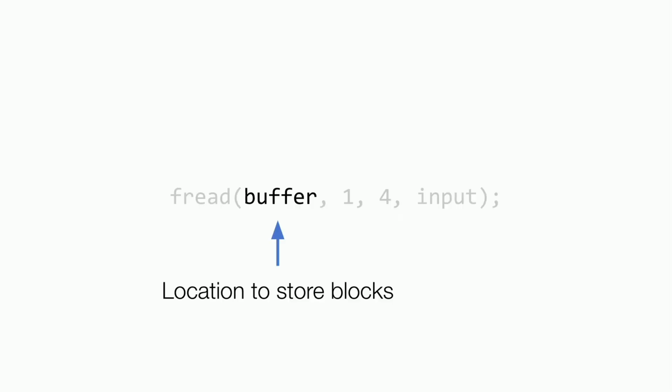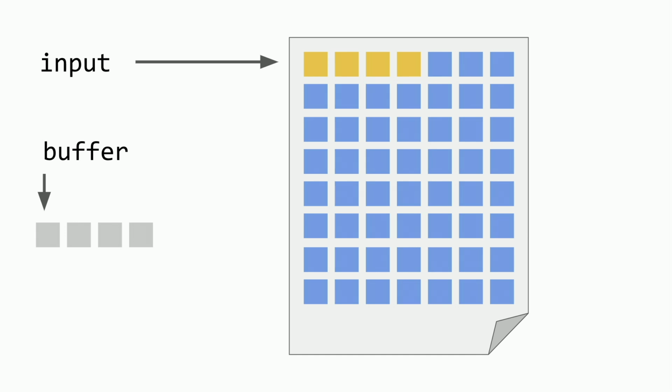And lastly is the location to store blocks in, right? So in this case, it is buffer, and we're going to grab these 4 bytes from our input file, from hi.txt, and then store them in the buffer variable. And because I know that I'm going to read 4 blocks of size 1 byte, I can pre-allocate that memory and have my buffer be ready to accept those bytes.